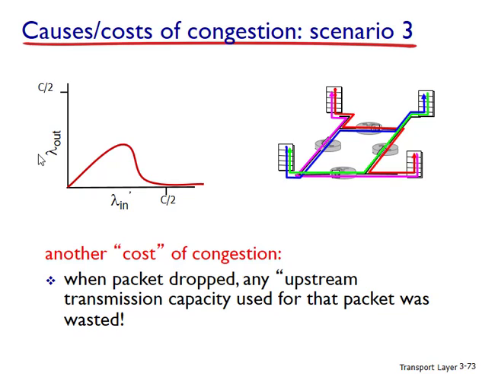More to the point, the transmission capacity used at the first router to forward the packet to the second router could have been much more profitably used to transmit a different packet. So here we see yet another cost of dropping a packet due to congestion. When a packet is dropped along a path, the transmission capacity that was used at each of the upstream links to forward that packet to the point at which it is dropped ends up having been wasted.